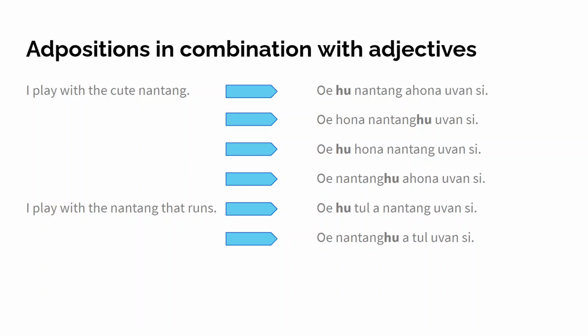And actually it works exactly the same with subclauses. Nantang a tuul, the nantang which runs, or we can also put it in front, tuul a nantang, nantang which runs. And it works exactly like with the adjectives. Oe hu tuul a nantang uvansi. I, with the nantang who runs, play. Or after: oe nantang hu a tuul uvansi.